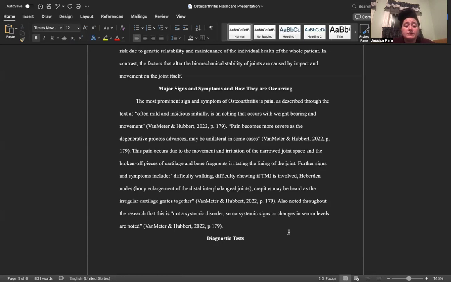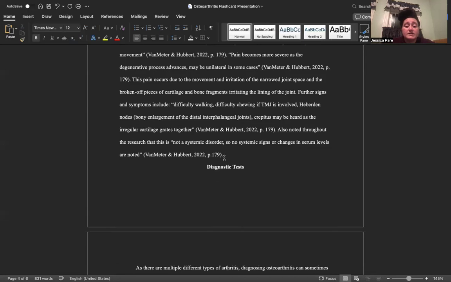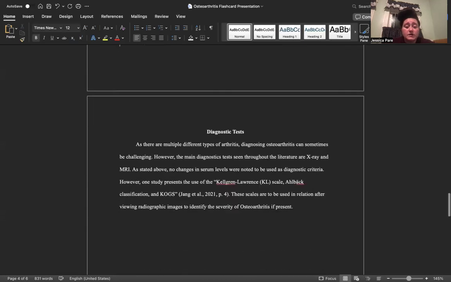Further signs and symptoms include difficulty walking, difficulty chewing, depending on if the TMJ joint is involved, which is your joint right in the jaw, Heberden's nodes, which are bony enlargement of the distal interphalangeal joints in the hands. Crepitus may be heard as the irregular cartilage grates together. Also noted throughout the research is that this is not a systemic disorder, so there are no systemic signs or changes in serum levels as well. Diagnostic tests, so we're going to move on to those.